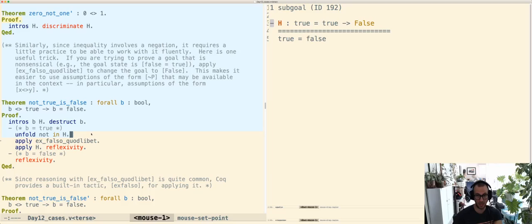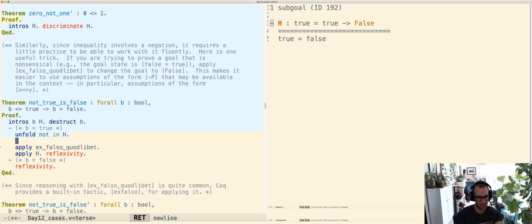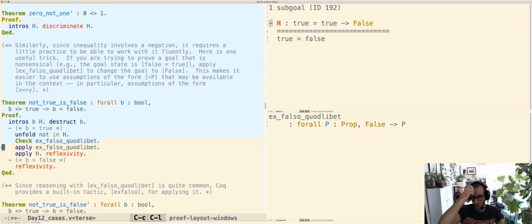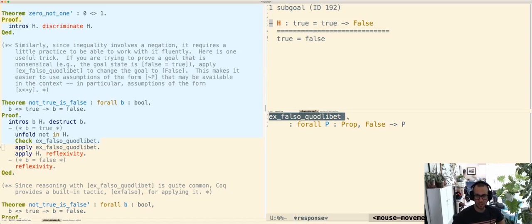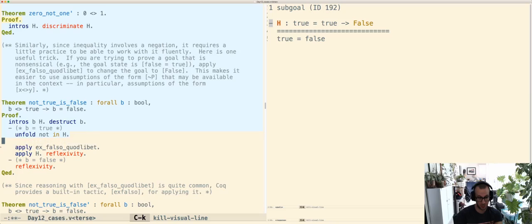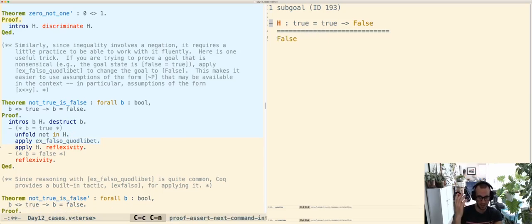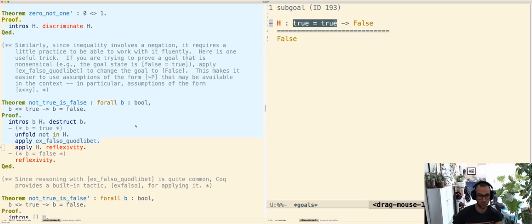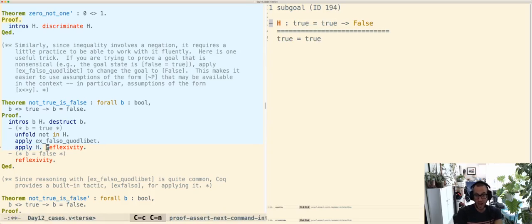Okay. So how do we make use of this? The easiest thing to do is to say, I'd like to change my goal, please. And ex falso quod libet says false implies anything. For all P, false implies P. What that really means is you can apply this whenever you want, and it'll just change your goal to false. Now, false is unprovable, so you only want to do this when you're in a crazy world, when you're in a context that's sort of got contradictions in it. But we are. Look, H shows that true equals true implies false. So apply H. Now all we have to do is prove true equals true, but we can do that.